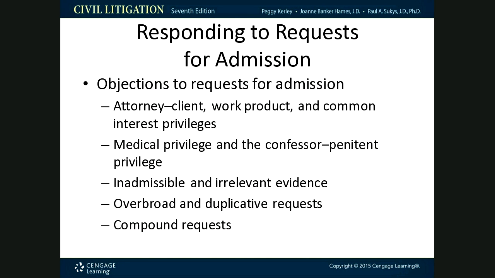Now, if an admission is improperly worded or poorly worded, then you could make an objection like the next one, where it says overbroad, or if it's duplicative, where it's been asked before, then you can put those objections. And compound, that's the one where you have more than one fact in one admission, which again, I'm telling you, make sure that there is one fact and one fact only to each admission.